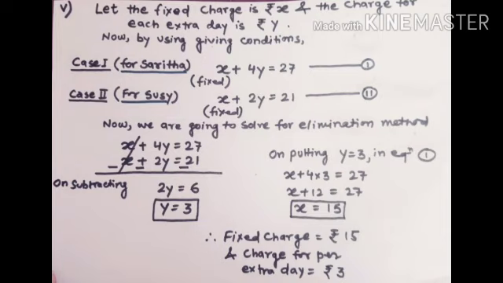So we have two cases, one for Sarita and the second one for Susie. As Sarita kept the book for 7 days, that means 3 days plus extra 4 days. So for the first 3 days she paid rupees x, and for the 4 extra days she paid rupees 4y, and the total amount she paid, as given in the question, is 27. So the equation will be x plus 4y equal to 27, as you can see on the screen. Similarly for Susie, she kept the book for 5 days, that means the first 3 days and the next extra 2 days. So the equation will be x plus 2y equal to 21.